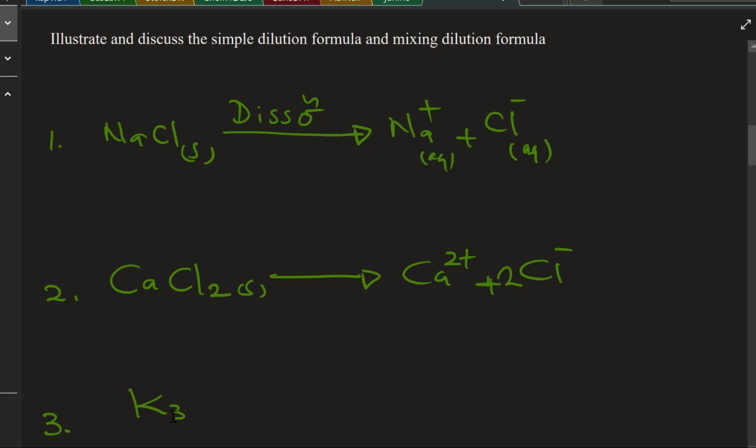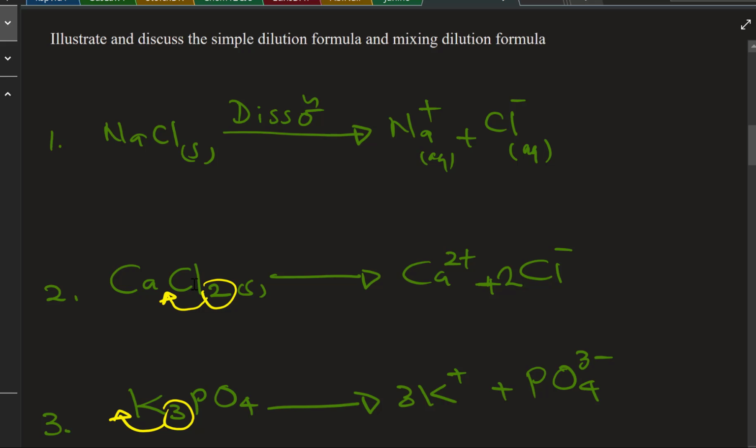Now why? Because there's Cl2. Look at this one. K3PO4 will give you 3 K plus and one phosphate, PO4 3 minus. The reason is we have to look at it this way, right? We see the K3, the 3 comes to the front as a coefficient. Chloride 2, the 2 comes to the front. So that's how you get them, right? That's an important thing.